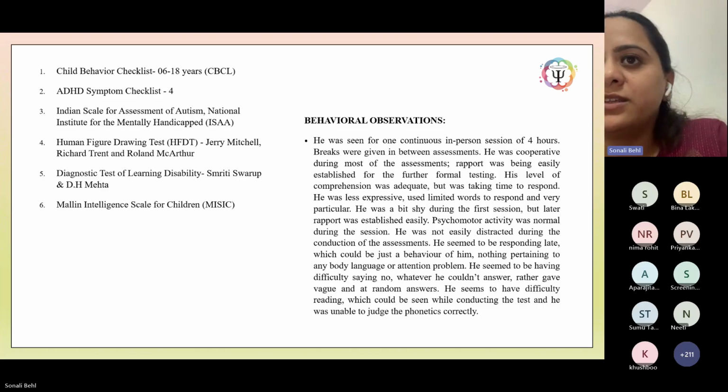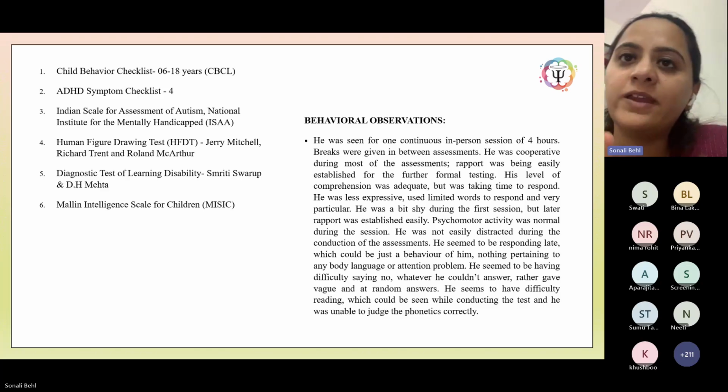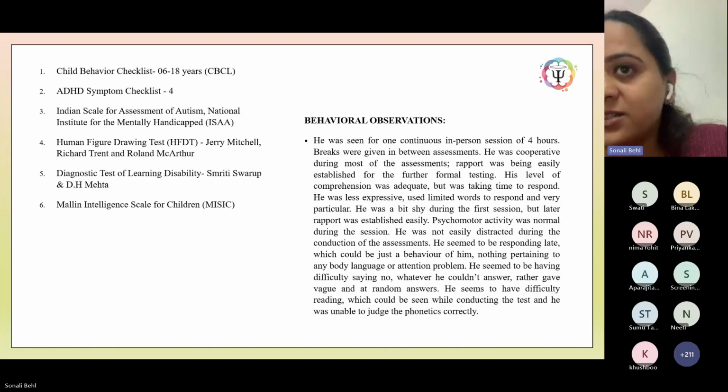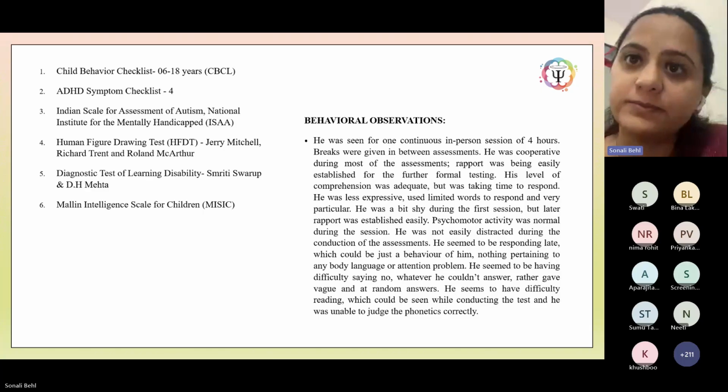So when you're doing children, CBCL is basically your parent form. ADHD is a parent form. Human figure drawing is the child test. Malin is a child test, which the child has to do. Then the learning disability test has to be done by the child. The first three tests mentioned here are to be done by the parent.